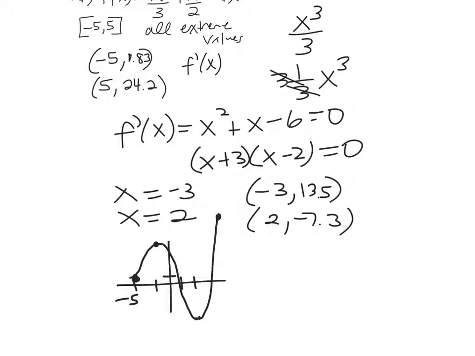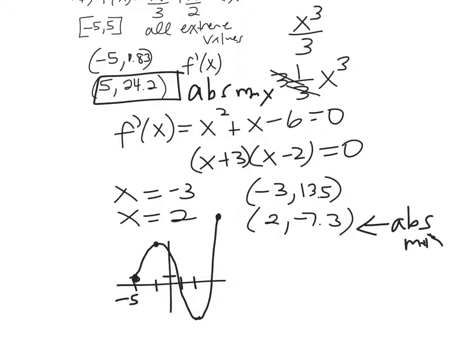Okay? So it's going to have some absolute maxes and absolute mins. The absolute min would be this one right here. That is the lowest point of any of the y's. My absolute max is at 5, 24.2. At -5, 0.83, that would be a minimum. You go up from there, just a relative minimum. And then what's the other one? This one? Yes, relative max. Good. You can just call it a max if you want to.